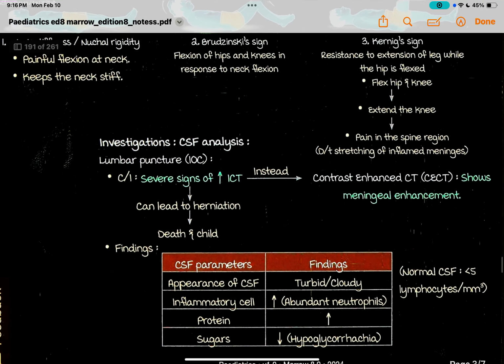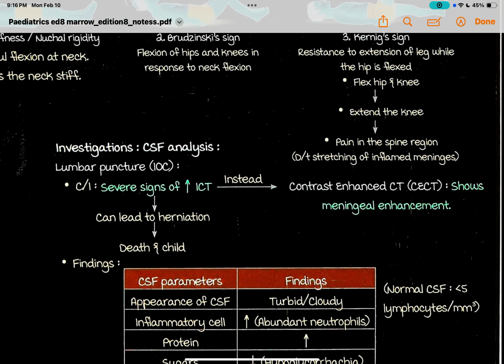Investigation: CSF analysis. Lumbar puncture, investigation of choice. Contraindicated in severe signs of increased ICP. Can lead to herniation, death of the child. If there are signs of increased intracranial pressure, then do not do lumbar puncture because it can cause herniation and can lead to death. Instead, contrast enhanced CT scan, CECT, shows meningeal enhancement.